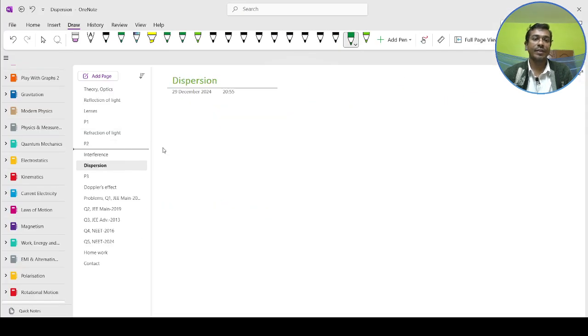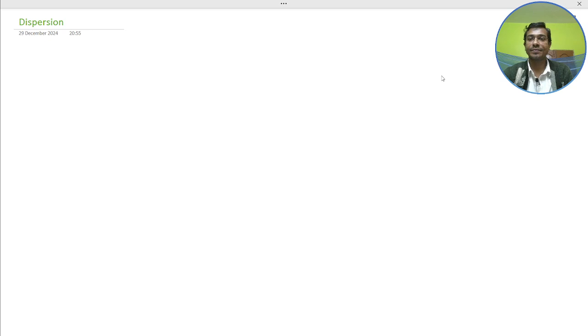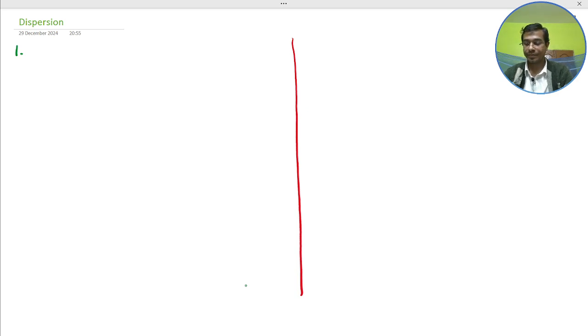Next one, the dispersion. So first of all, the phenomenon of separation of different constituent colors of light while passing through a transparent medium is called the dispersion of light.